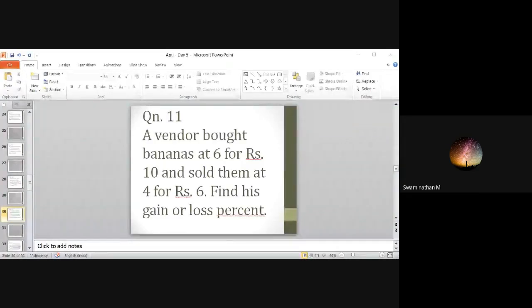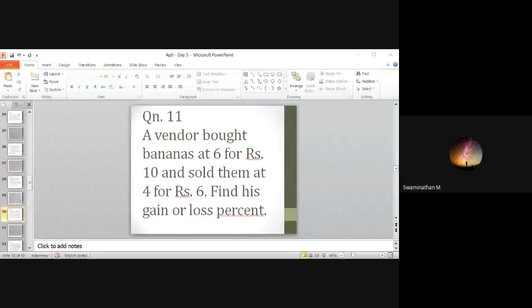No answer? You can do it either way. You can find the cost price of one banana and the selling price of one banana, and find the loss or gain percent. Or, if it is in fractions, it is difficult, so you can take the LCM of 6 bananas and 4 bananas, which is 12 bananas. Find the cost price and selling price for 12 bananas. Then it will not be in fractions, and it will be so easy.